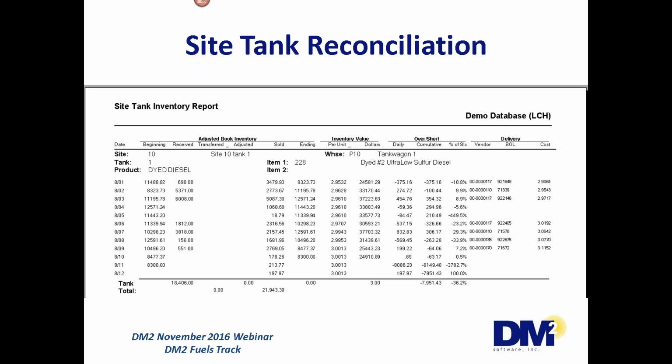Then what you'll see is the ability to see your beginning inventory, what you received in, what was transferred out, what was adjusted out, what was sold, in order to come up with your ending balance. This gives you an inventory value per unit and also extended out. It keeps track of your over and short by day in a cumulative fashion. It also gives you the last BOL that was received into your inventory. So if you have trouble with an item, you can go research that quicker.